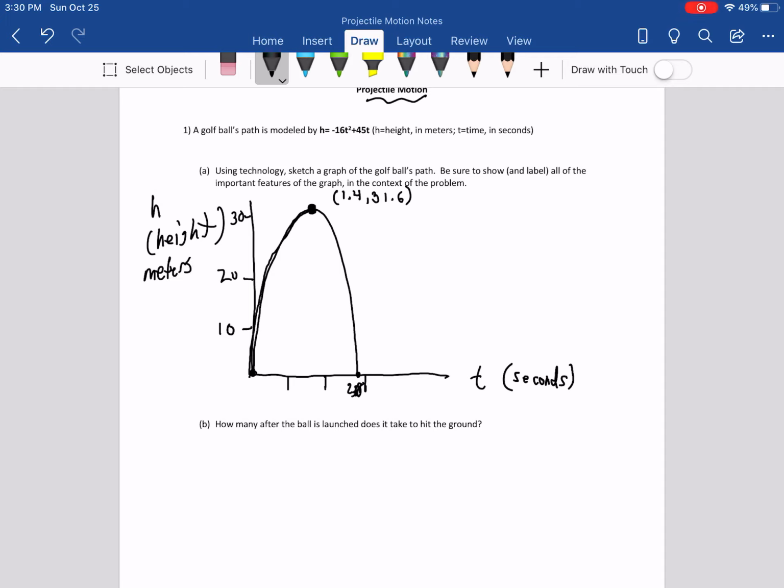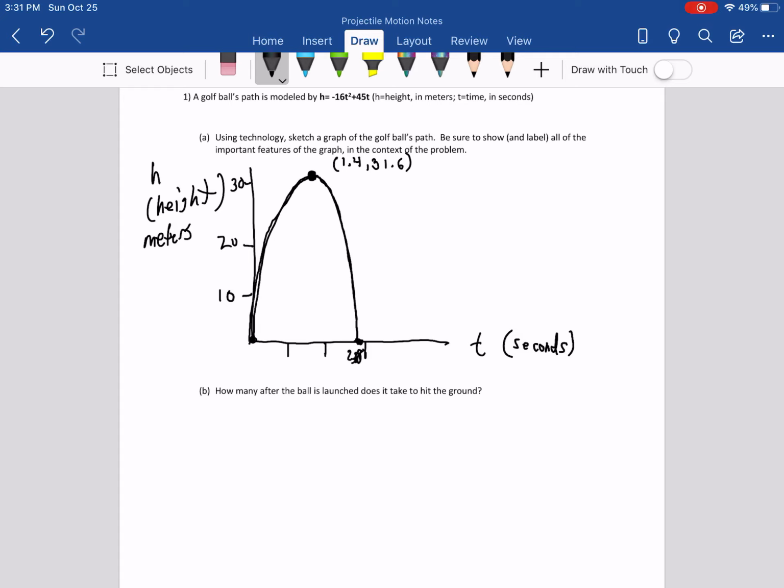So for the first 1.4 seconds, the golf ball rises. It reaches a maximum height of about 31.6 meters. And then for the last 1.4 seconds, it falls and it hits the ground at 2.8 seconds. So first 1.4 seconds rises, goes to a max of 31.6 meters. The last 1.4 seconds, it falls and it eventually hits the ground at 2.8 seconds. Okay.